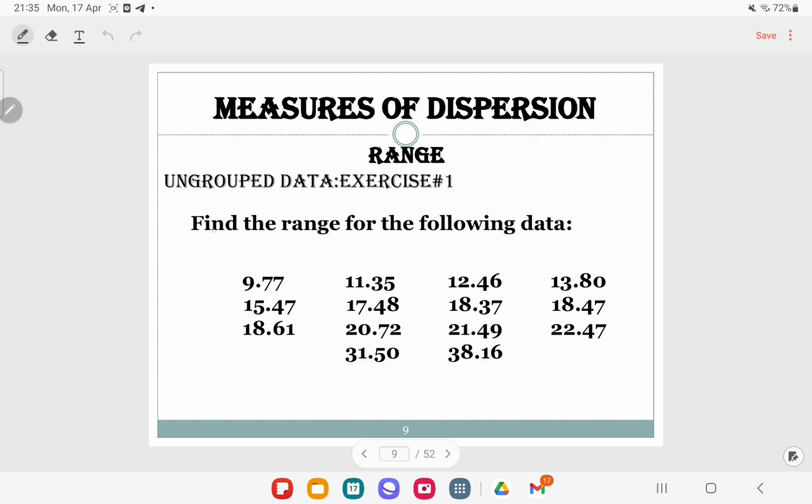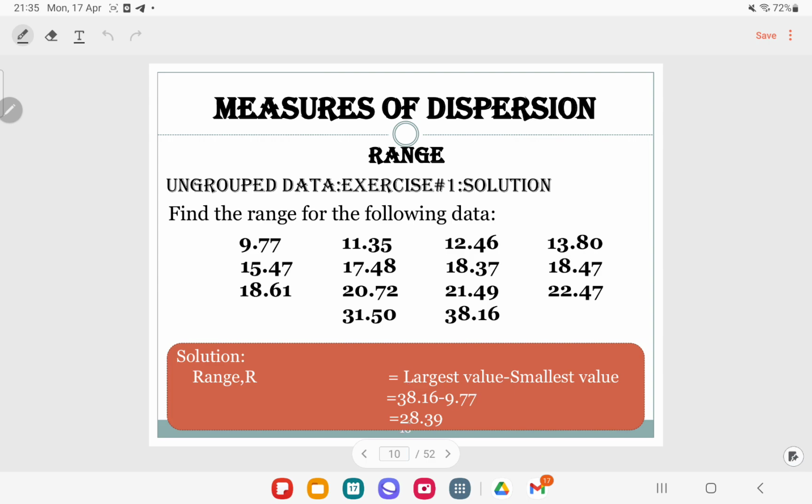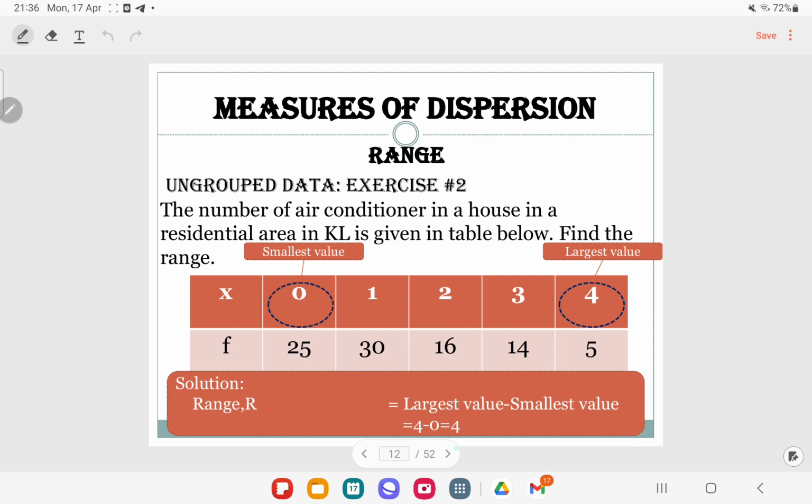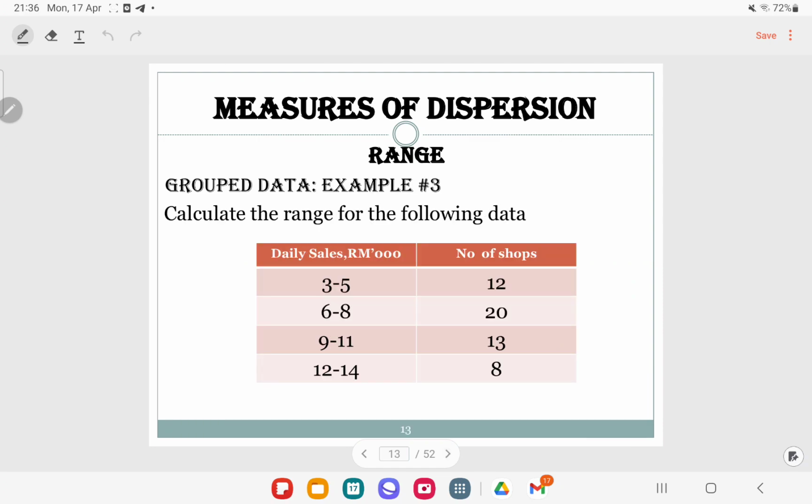Okay, so let's find the range value by considering this example, and then you're able to settle it. The solution is the range for this data set is 28.39. Okay, next we go to the grouped data without class interval. Here the highest value is 4 and the smallest value is 0, therefore 4 minus 0 is equal to 4. Okay, next is grouped data with class interval. So calculate the range.